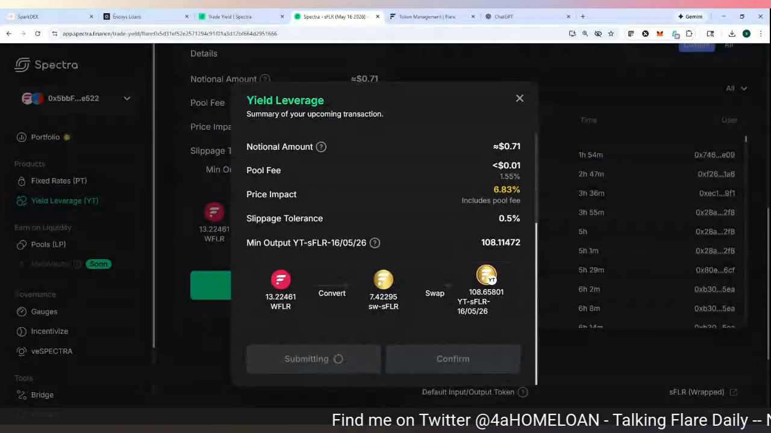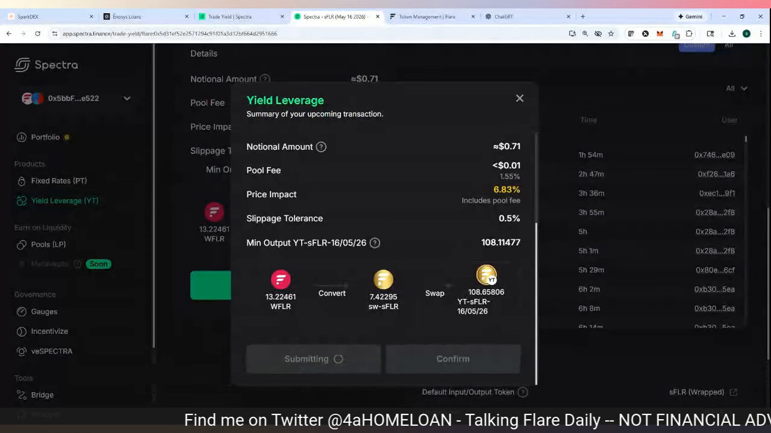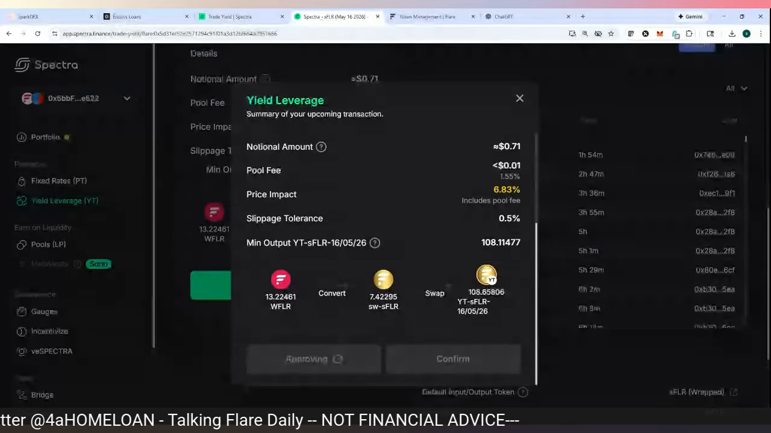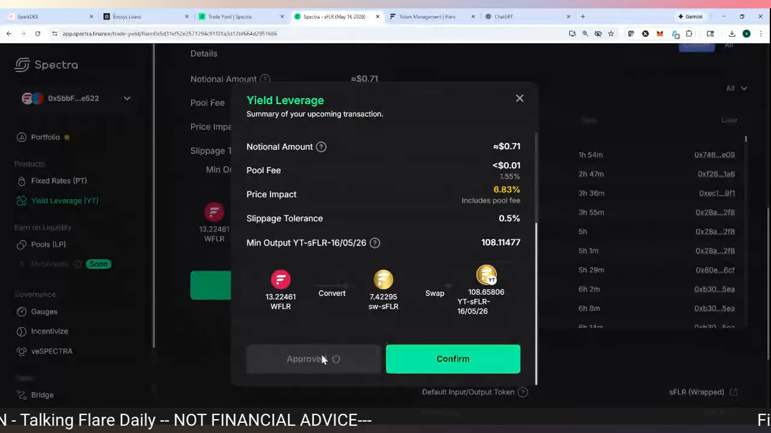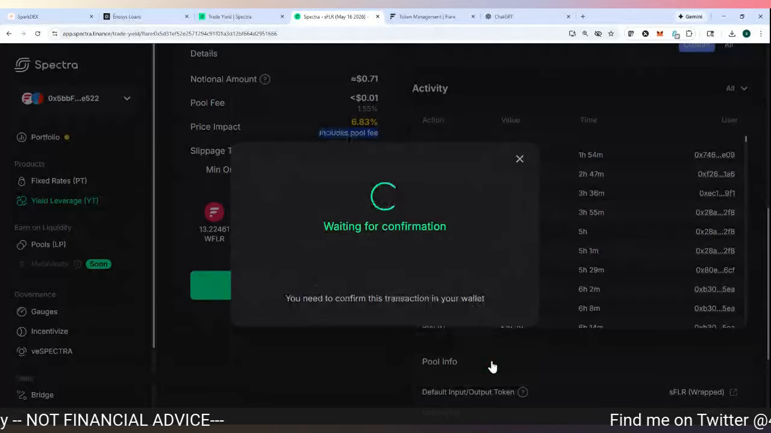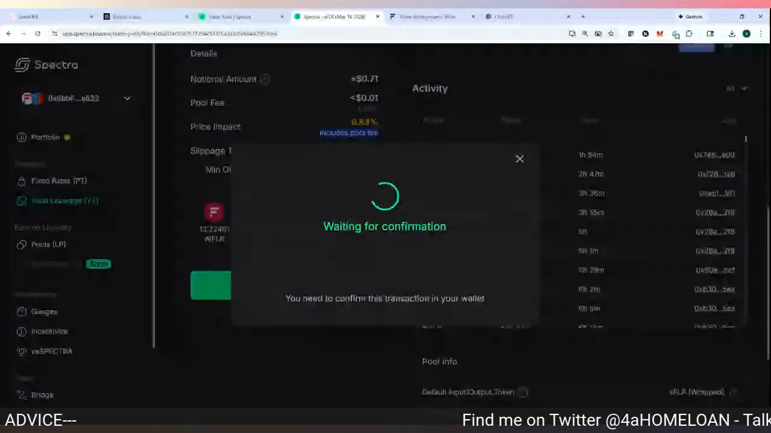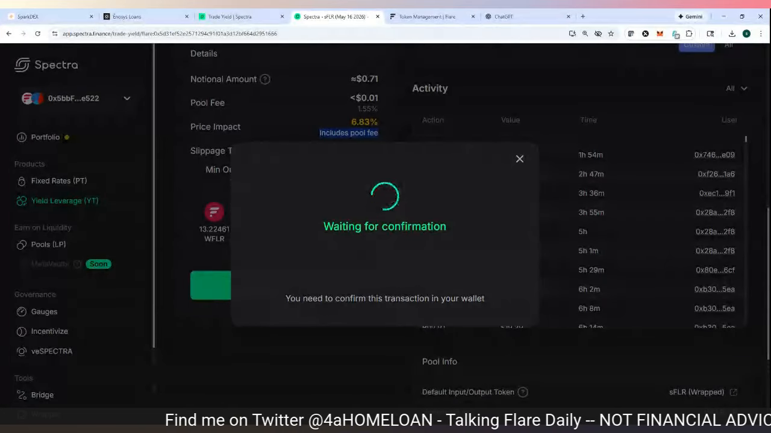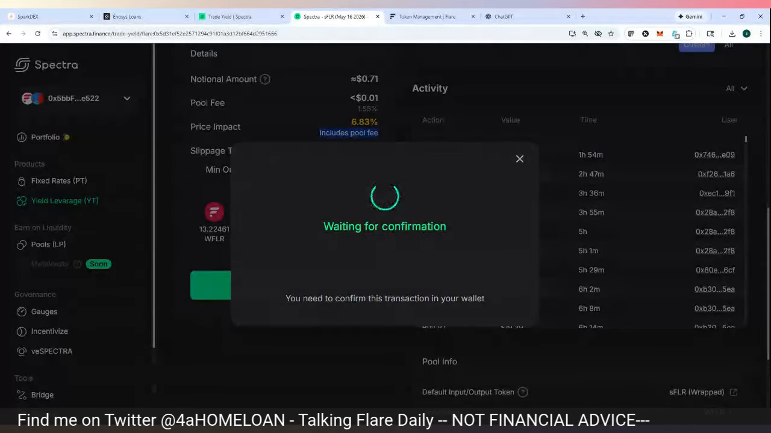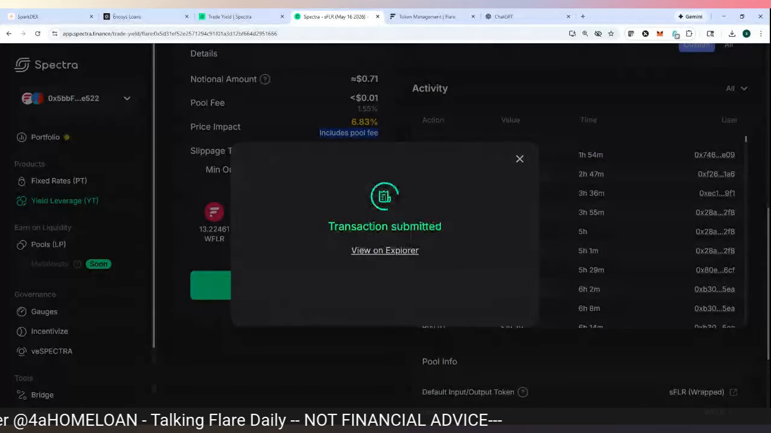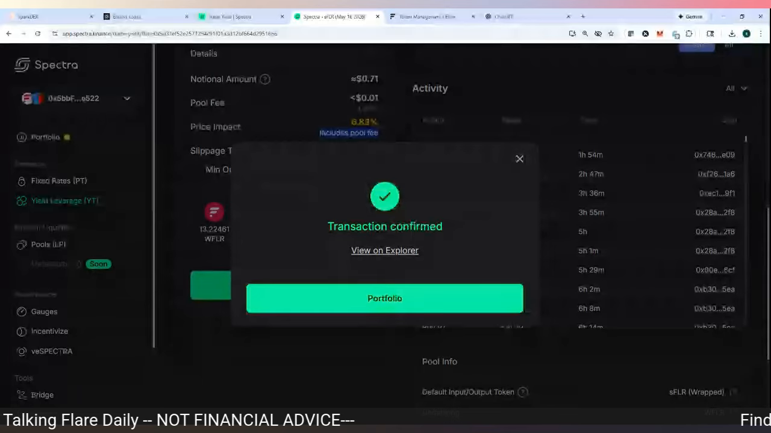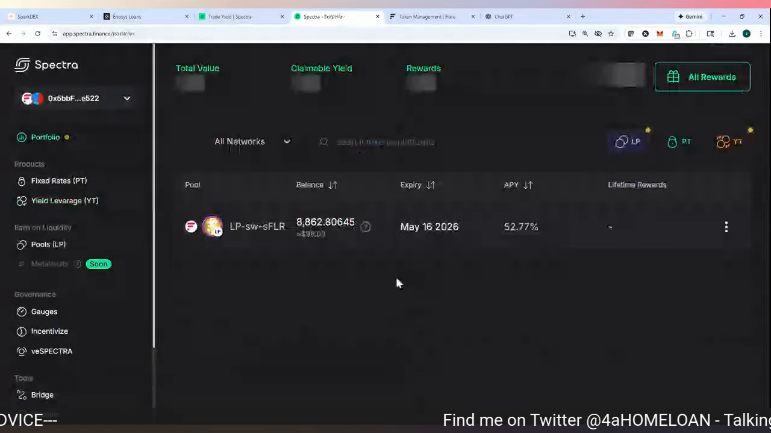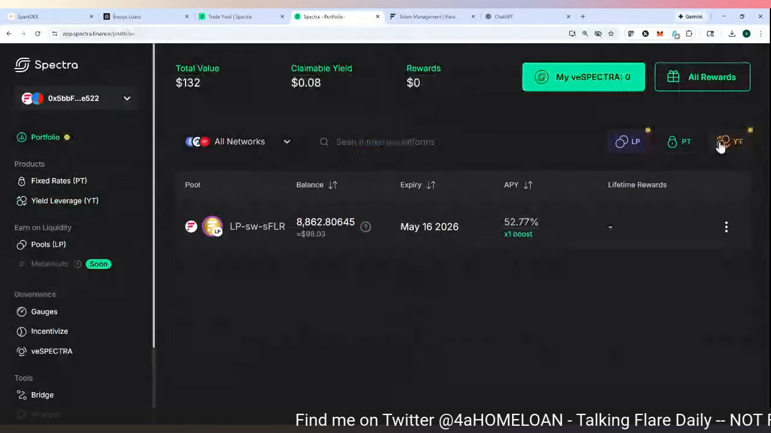So I'm getting a confirmation in my wallet now. All right, so I've got that approved. Now let's go ahead and confirm it. I'm waiting for that confirmation in my wallet as well. All right, there we go. All right, so I've got confirmation. It's submitted. It's confirmed. I can check it on my portfolio, and it's taking me right to my portfolio.